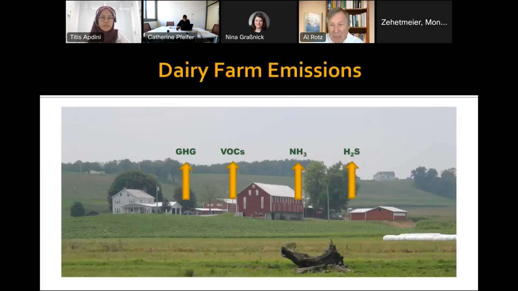There are many emissions that do come from dairy farms. Some of the more important ones, of course, are greenhouse gases. There's a whole group of compounds that we just lump as VOCs, volatile organic compounds. They're important in some regions and in some conditions. Ammonia is a very big and important one. Hydrogen sulfide is an important safety issue, but it's not so much an environmental issue. And of course, we also have nutrient runoff, losses into surface waters and leaching into groundwaters.